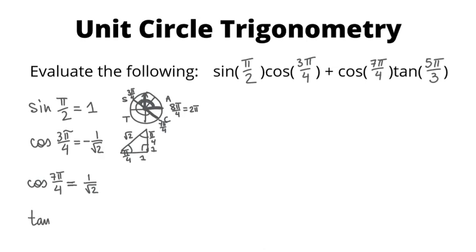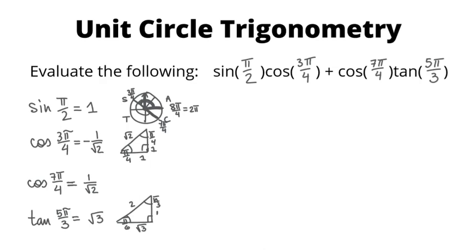And the last value that we need to find, the last ratio, is tangent of 5 pi over 3. All right, pi over 3 is a different special angle triangle. So here we'll go pi over 6, pi over 3, and pi over 2. 1, square root of 3, 2. Tangent is opposite over adjacent. So square root of 3 is opposite to pi over 3, adjacent is 1. Square root of 3 over 1, or just square root of 3.